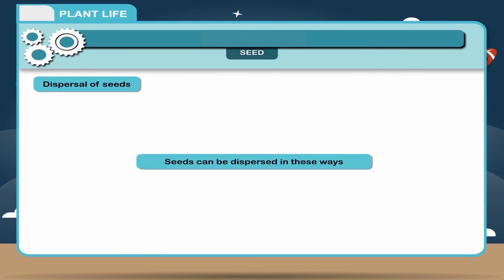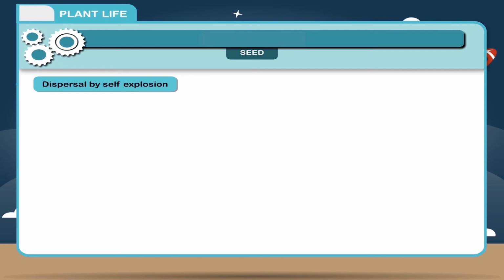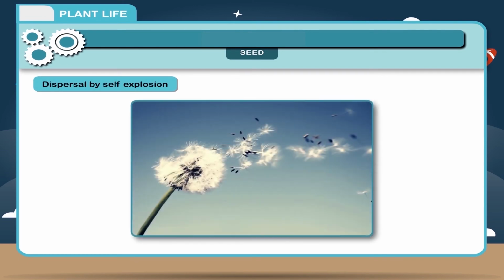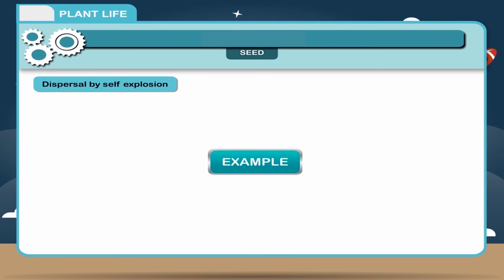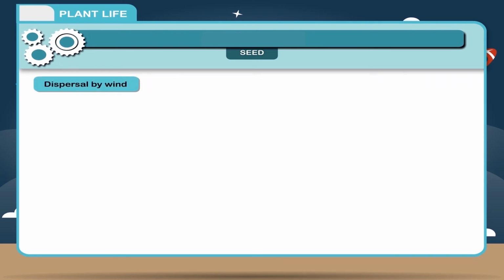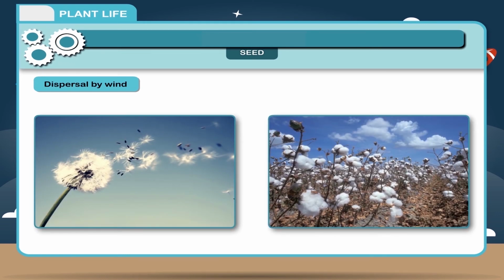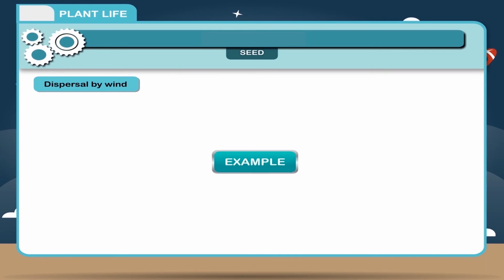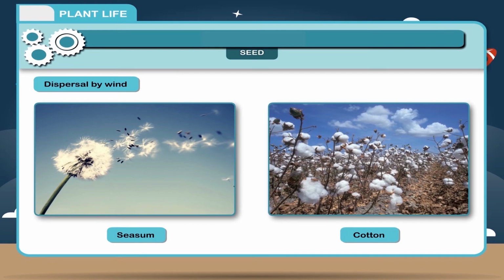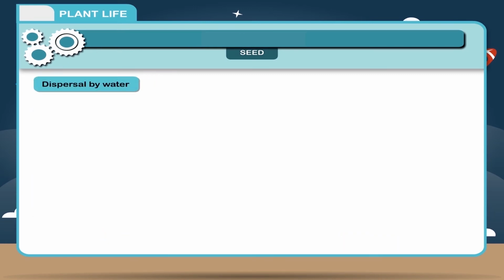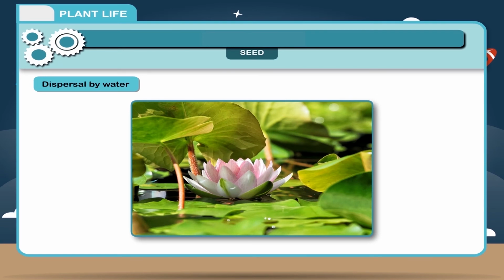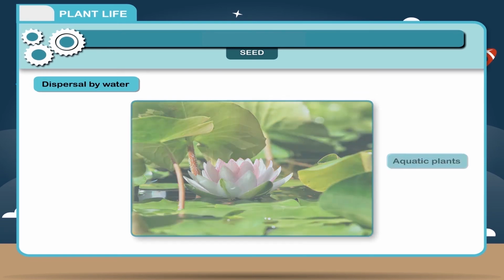Seeds can be dispersed in these ways. Dispersal by self-explosion. The seeds of some dry mature fruits explode automatically and are scattered far away. Example: cotton. Dispersal by wind. Some seeds are so light and hairy that they are carried away by winds from one place to another. Examples: sesame, cotton. Dispersal by water. Water is another source for dispersal of seeds in aquatic plants.